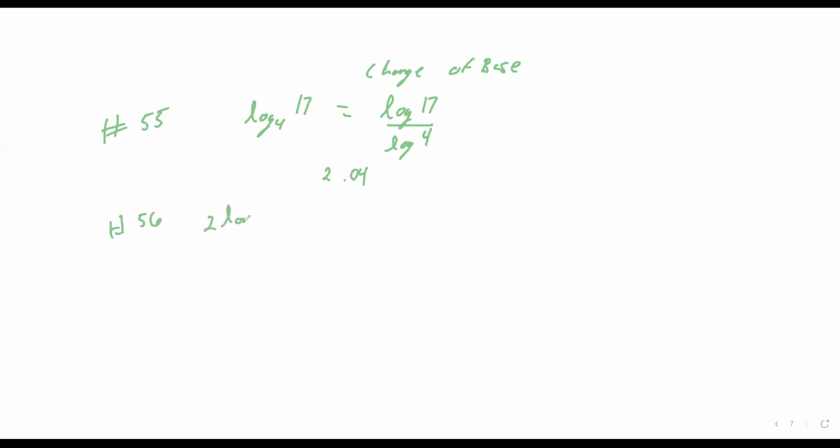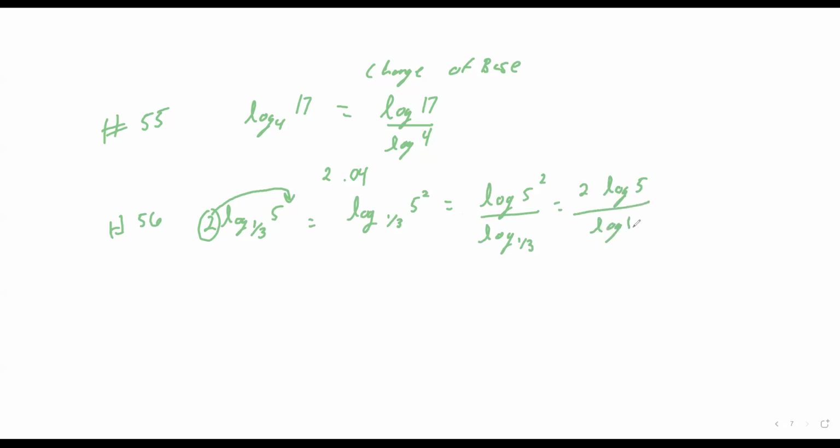2 log 1/3 raised to the 5th. Again, I would want to take this 2 as my exponent. So technically what this does is becomes log base 1/3 of 5 squared, which then just becomes log of 5 squared over log of 1/3. And then technically you can see that that 2 would just be applied to the top if you had to rewrite this using the change of base formula. Or again, it's just asking you to evaluate, so I can go straight into this.